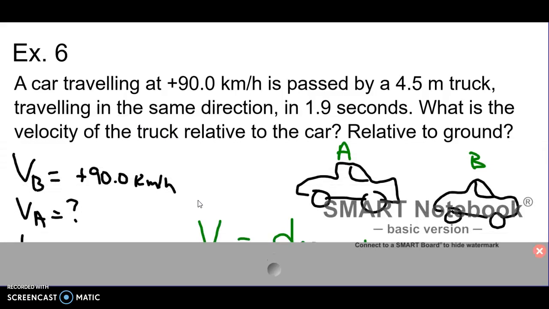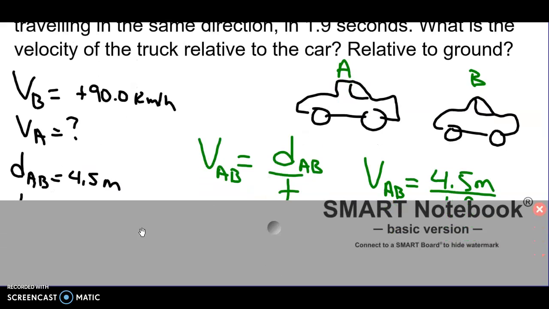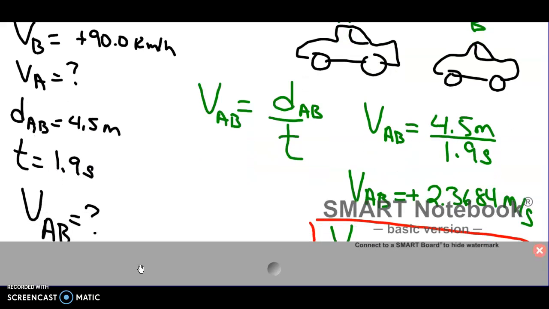Okay, so our first thing, let's draw our diagram and write what's given. Okay, so what's given is VB is 90 kilometers per hour. We don't know the velocity of A, so when I drew this, I did my truck as A and car as B. Okay, so like I said, if you want to do truck as T and car as C, that might make more sense to you too. Right, so we have our displacement of A relative to B is 4.5. We have our time, 1.9 seconds.